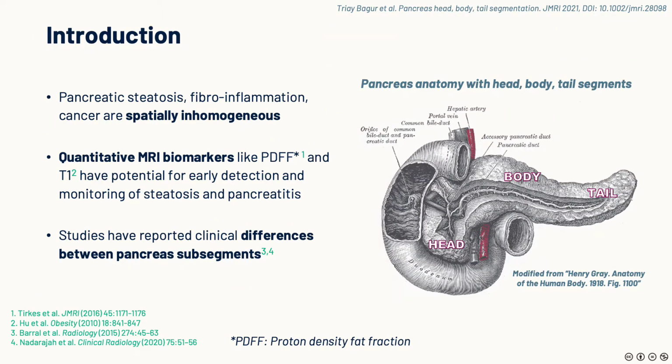Pancreatic diseases like steatosis, fibroinflammation, and cancer are spatially inhomogeneous. Quantitative MRI imaging biomarkers like proton density fat fraction and T1 have shown potential for early detection and monitoring of steatosis and chronic pancreatitis. Some studies using quantitative MRI have reported clinically important differences between pancreatic subsegments, namely pancreatic head, body, and tail, as illustrated in the figure.